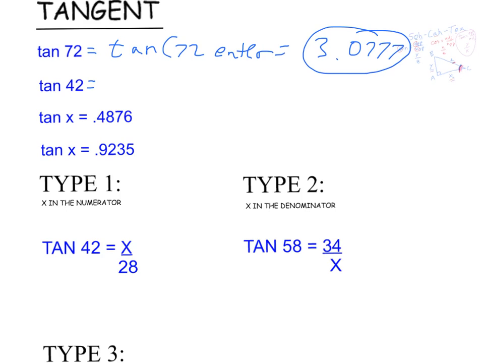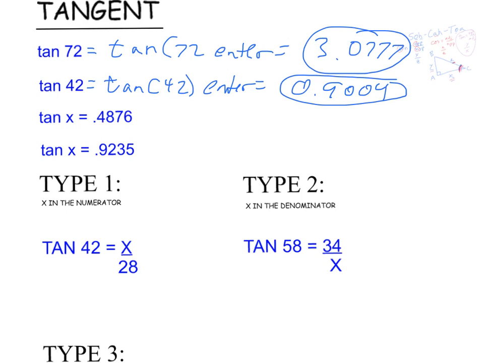Again, do it for 42 degrees. The tangent ratio of 42, hit enter, is 0.9004. That's the tangent ratio of 42. Now look at this next example. We don't know the angle, we know the tangent ratio but not the angle.